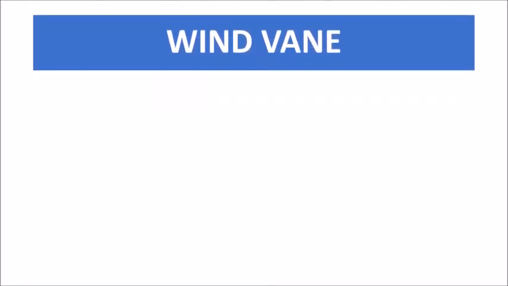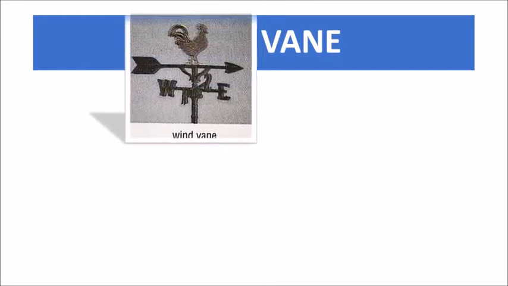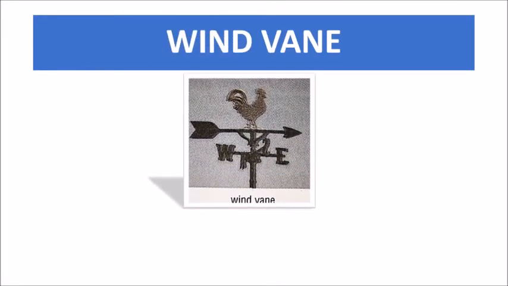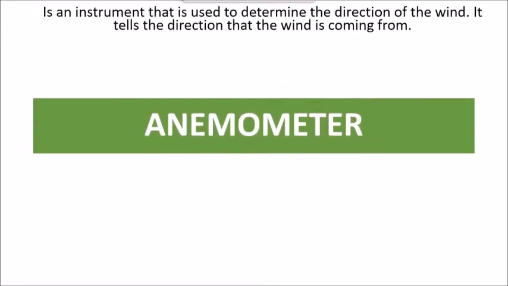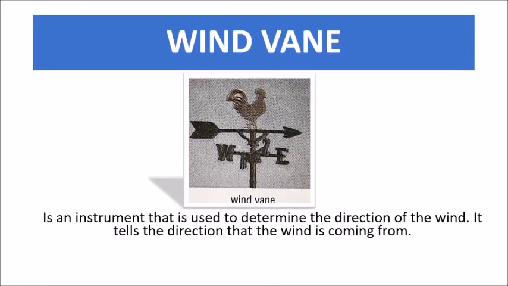Second, we have wind vane. We have north, west, east, and south, the directions. So this is an instrument that is used to determine the direction of the wind. It specifically tells the direction that the wind is coming from. Thus, a northeast reading means that the wind is coming from northeast of where you are and heading in a southwest direction.